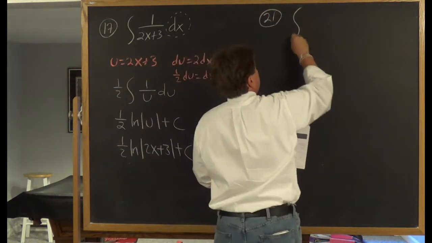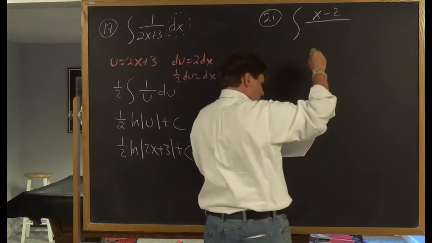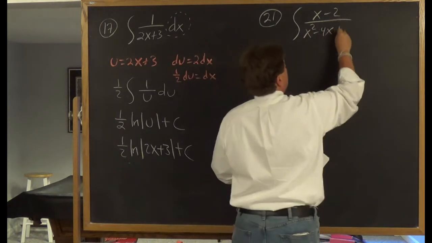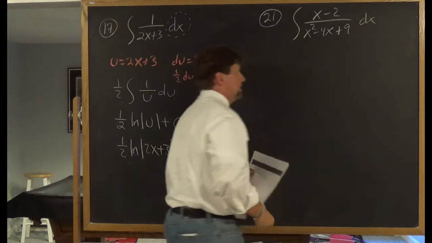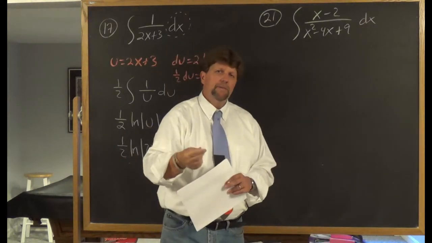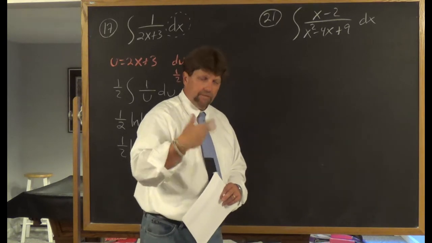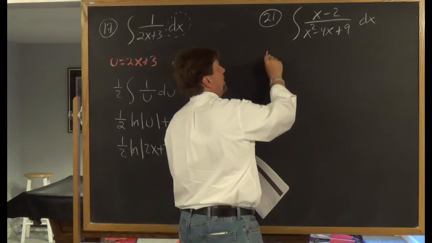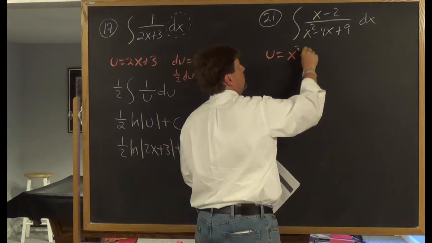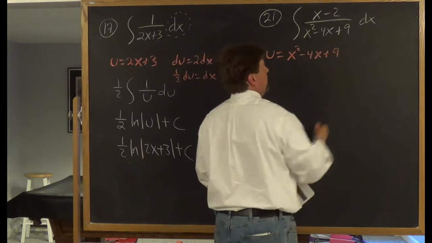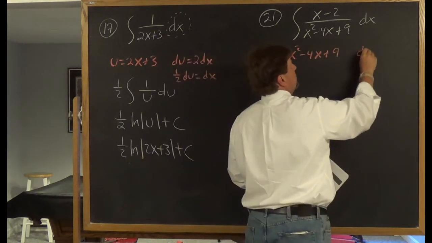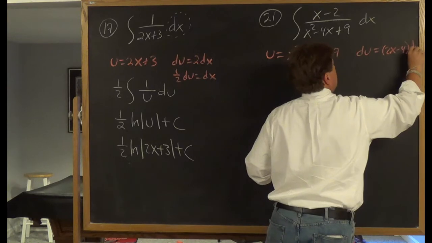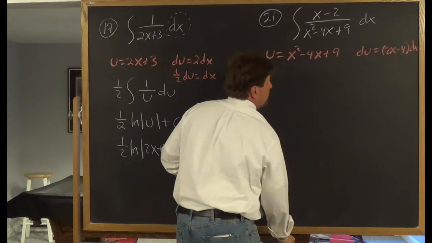In 21, you're asked to integrate x minus 2 over x squared minus 4x plus 9 dx. Okay, just like in number 17 and just like in the previous two examples, it's a u sub. So following my guidelines, I'll let u equal the denominator. So u is x squared minus 4x plus 9. Du is the derivative. So du is 2x minus 4 dx.